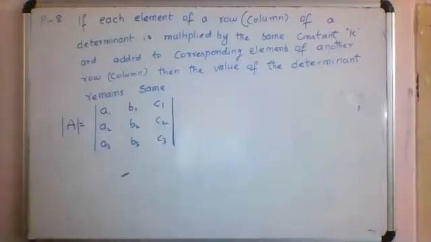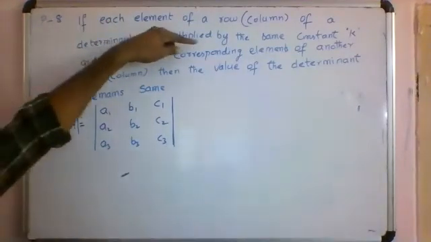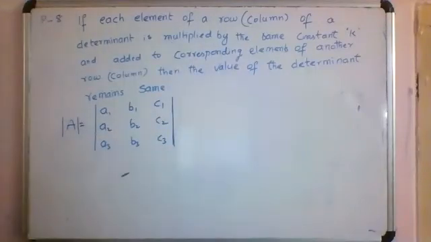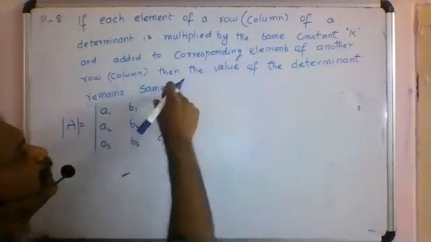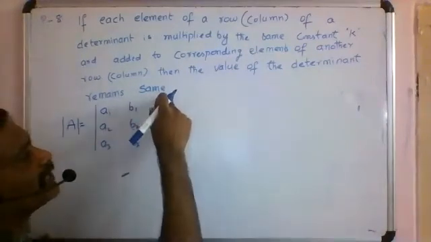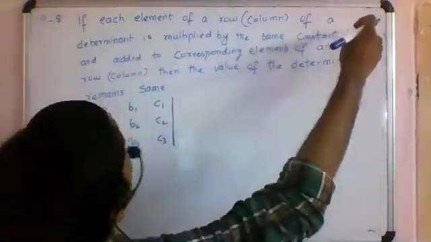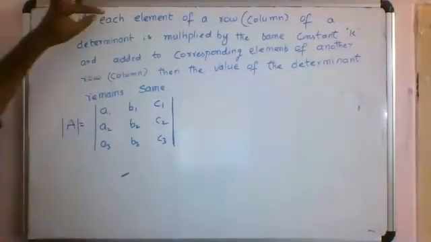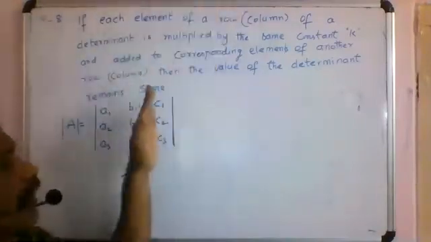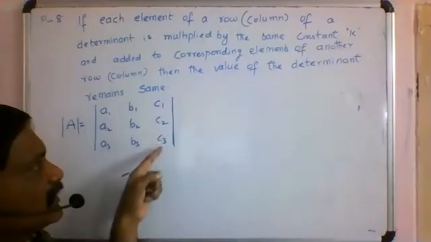Now what he's saying, if each element of a row or column, let us take column this time. If I select the third column, and each element is multiplied by some constant k, we get kc1, kc2, kc3. Each element of a column or row, I selected the third column; its elements are C1, C2, C3.